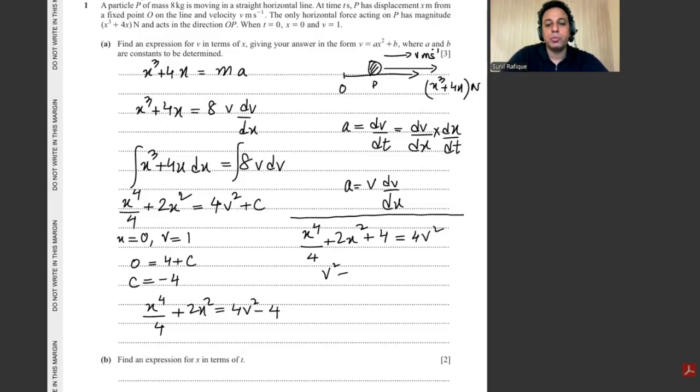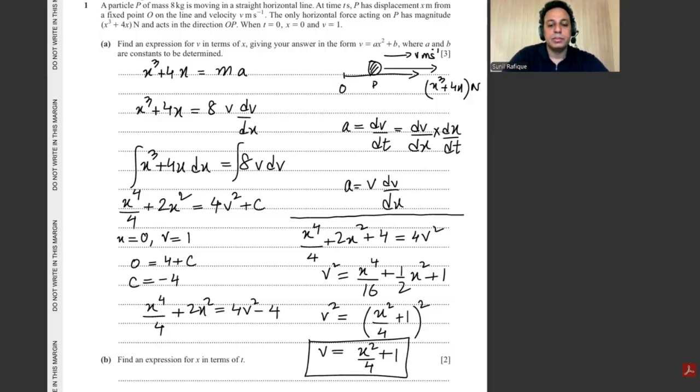So v squared is going to be x to the 4 over 16 plus 1 over 2 x squared plus 1. Now you see, I need to complete the square. By the way, this is a perfect square. I can write it as x squared over 4 plus 1, whole squared. Now root both sides, and I need the expression for v, so if you square root both sides, you will get the expression of v in terms of x, right? So that is the first part.